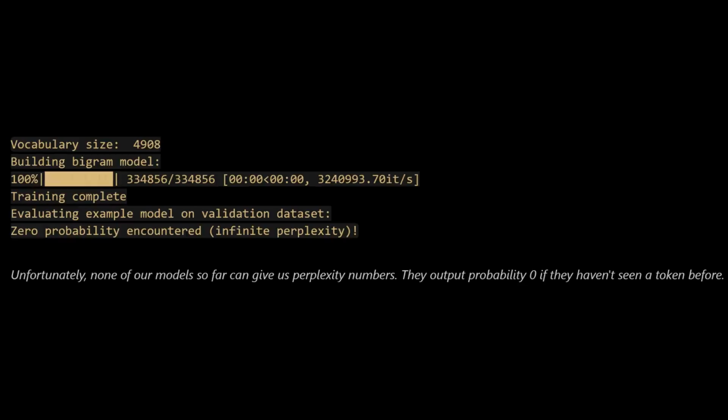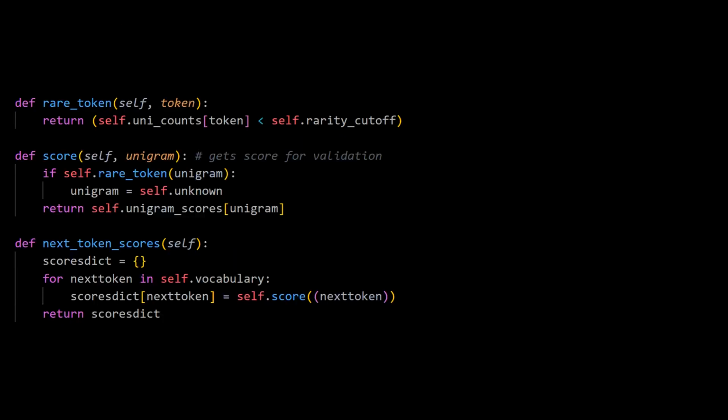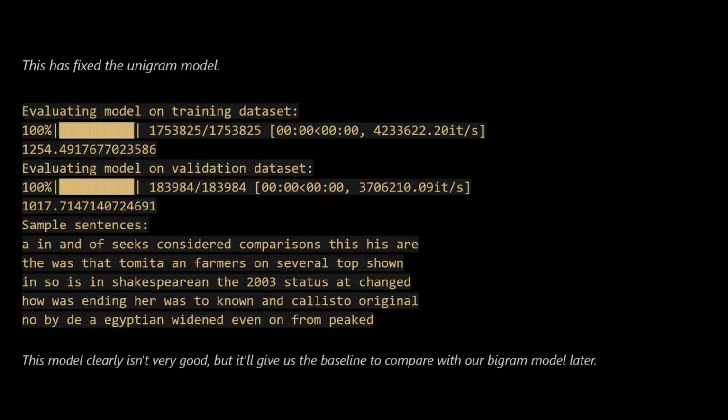Unfortunately, both of our models give us infinite perplexities. This is because they can't foresee n-grams they didn't encounter in training. The first thing I did to remedy this was consolidating rare tokens into a special unknown type, and doing inference using its frequency to anticipate unknown tokens. This has made our unigram model usable and set a benchmark. The bigram model has to beat 1000 perplexity to be better.